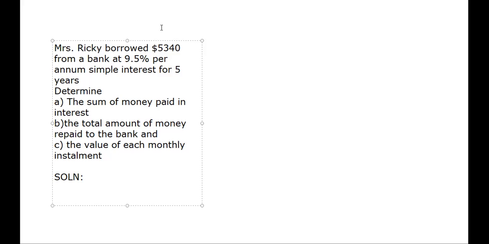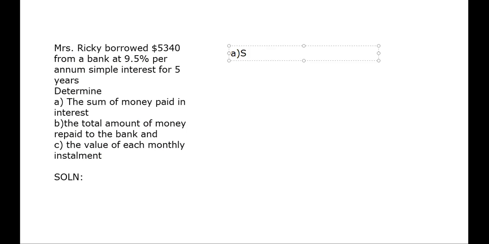So they are asking us to work out interest here, right? So A is the interest. Even though they said sum of money, I don't want you to mix it up and think it's principal. The sum of money paid in interest.